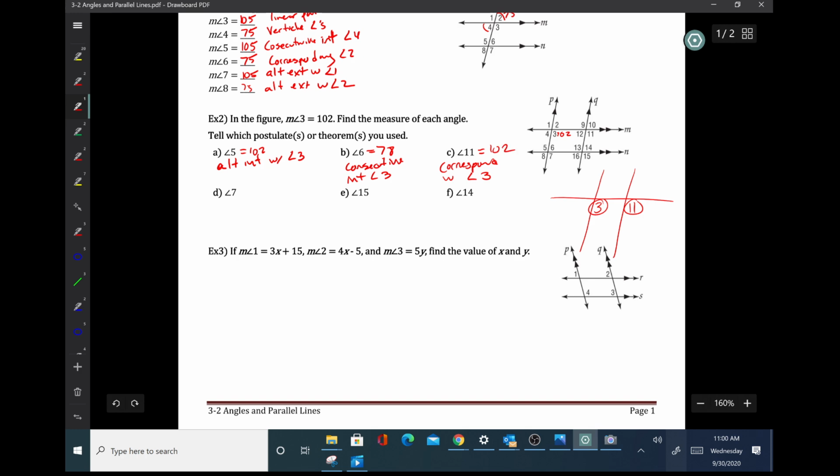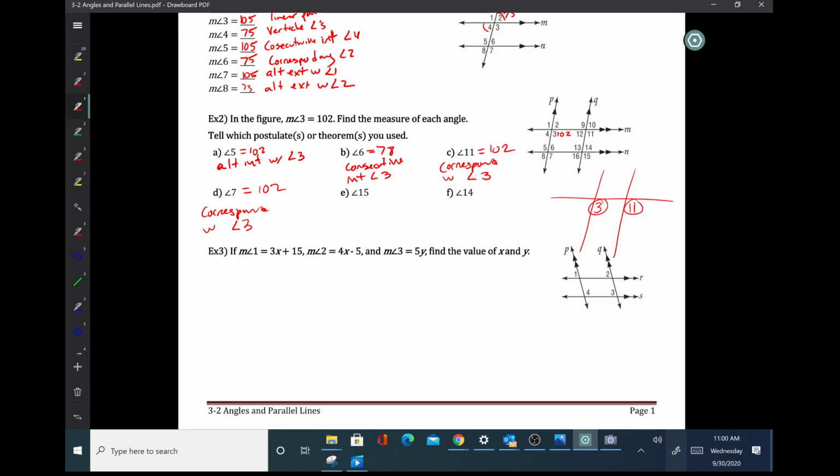All right, Junie, what do you know about angle 7 based on what you know about angle 3? Isn't it also corresponding to angle 3? Right. So angle 7 must be 102, right? Oh yeah, I was about to say corresponding. Yeah, corresponding with angle 3. Good.